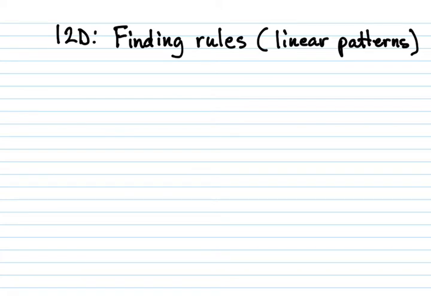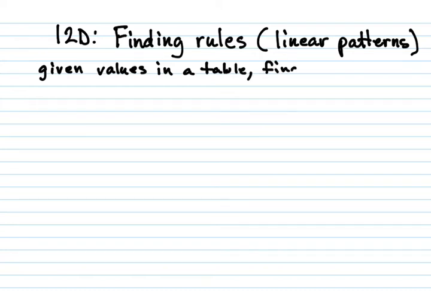So last time we were given a rule and we filled in the missing pieces in the table, right? Well, this time we're going to be doing just the opposite. We're going to have the table, okay? And we're going to do a little mathematics to find the rule. Okay? So, given values in a table, find the rule that created them.